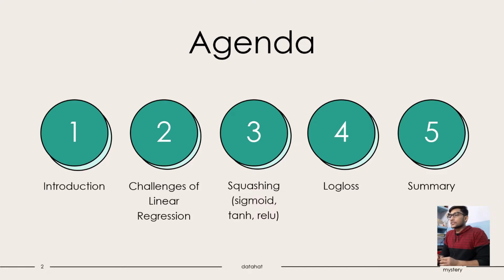After that, we shall understand the squashing techniques: sigmoid, tanh, and ReLU. We shall also understand logloss, which is the loss function used by logistic regression. And finally, we shall summarize and see the code implementation for logistic regression using Scikit-learn in Python.